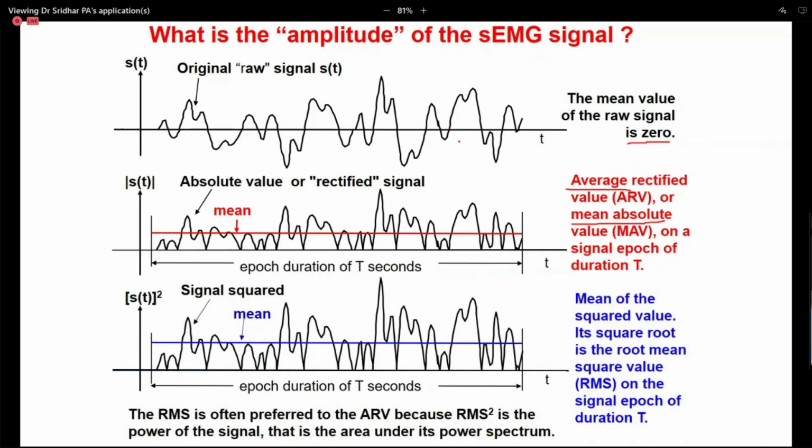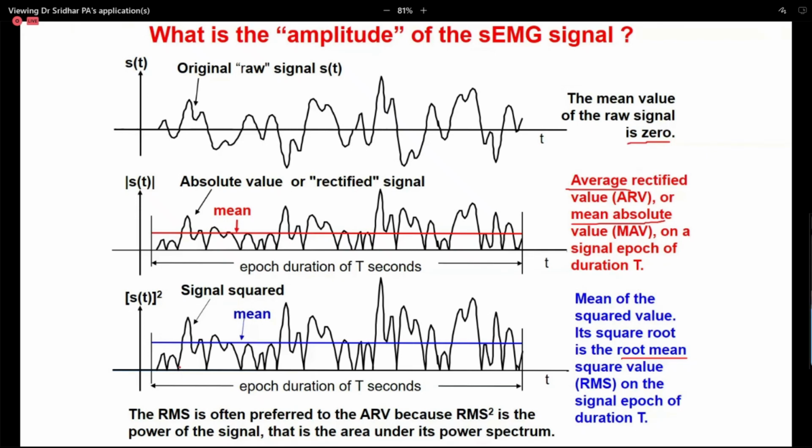Then if I want to look more into the signal, we look into the root mean square value, where we want to see how the activation is happening when the muscle is getting activated. So you want to record that.